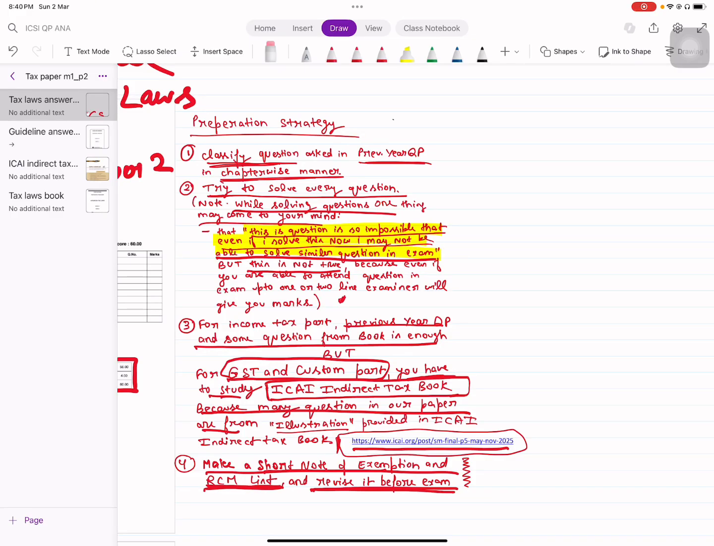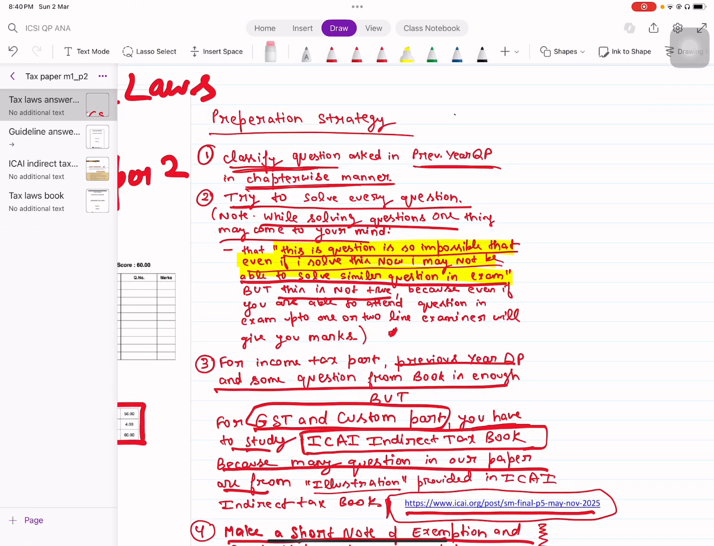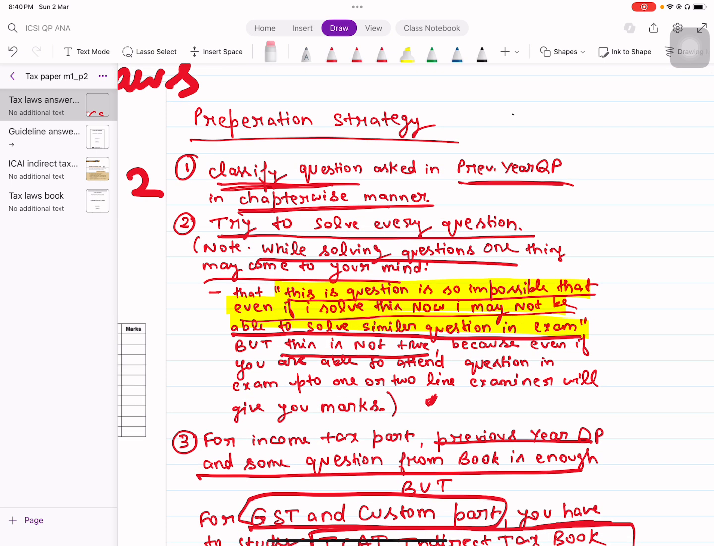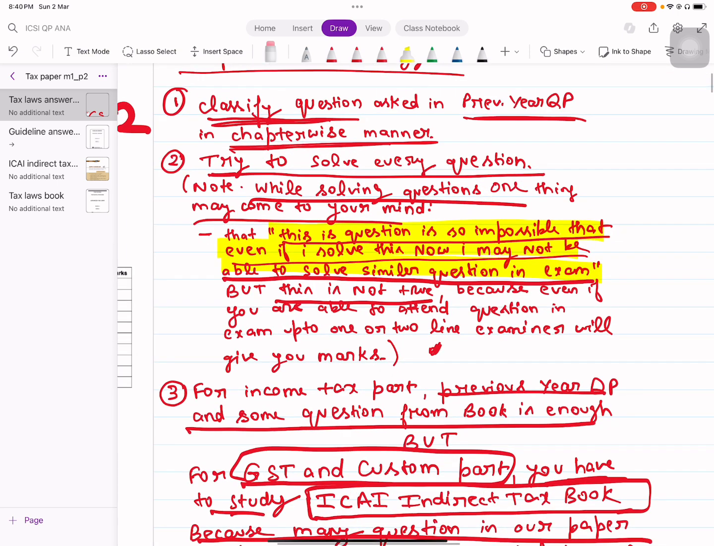Okay, now let's discuss the preparation strategy for advanced tax laws. For all of GST, income tax and customs, first classify the questions asked in previous year question papers in a chapter-wise manner. Secondly, try to solve every question that has come in the examination.